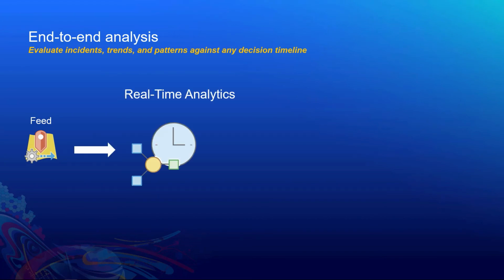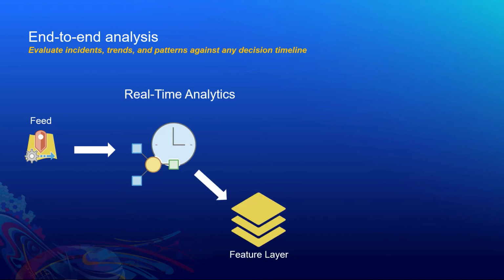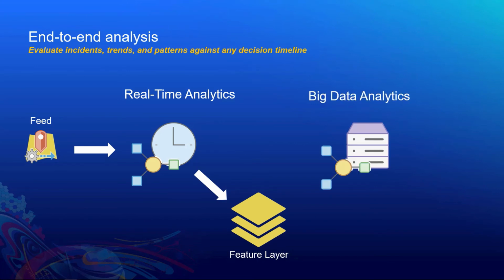So let's walk back through these pieces from a conceptual perspective. Feeds bring in and visualize real-time data, and they can be used in real-time analytics for immediate awareness of incidents. Real-time analytics can also store observations over time to a feature layer. And as data arrives in real time, these historical data sets can grow to large volumes extremely quickly. Even just 250 messages per second grows to 20 million records within one day.